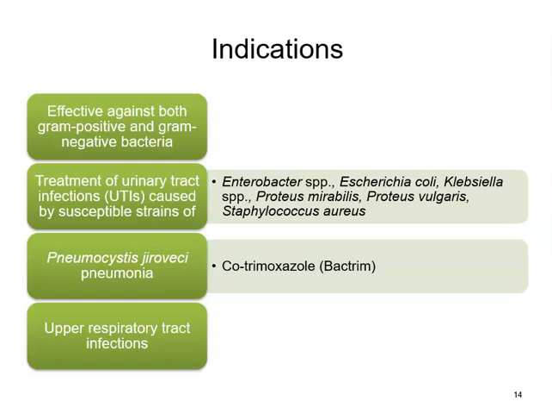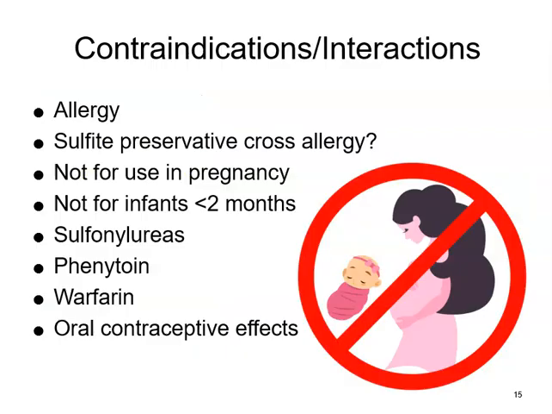Let's look at some of the other issues with this. Remember that an allergy would be an absolute contraindication to any medication. There might be a cross allergy to sulfite preservatives. This one is not to be used in pregnancy, nor for infants under 2 months old. In the case of our sulfonylureas, these sulfonamides can potentiate that hypoglycemic effect, which makes it more likely that our patient would experience low blood sugars.